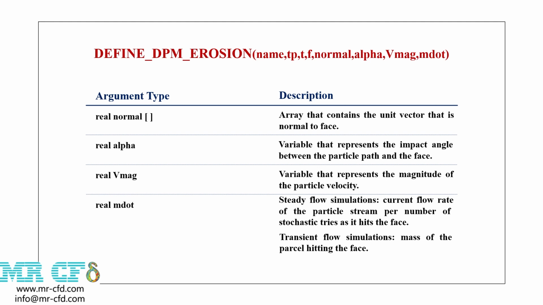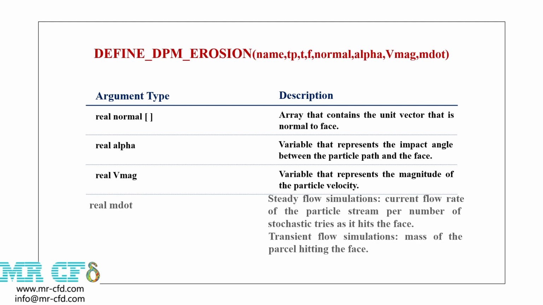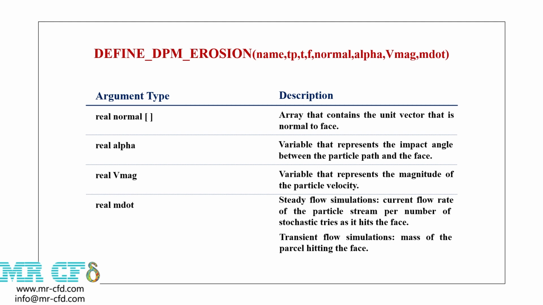The sixth argument indicates a variable that shows the collision angle between the particle path and the surface. The seventh argument indicates a variable that represents the magnitude of the particle speed. The eighth argument indicates the mass flow rate of the colliding particle. If the flow is steady, this argument represents the current mass flow rate of the particle flow for the number of random atoms during collision with the surface. And if the flow is transient, it represents the mass of the package colliding with the surface.